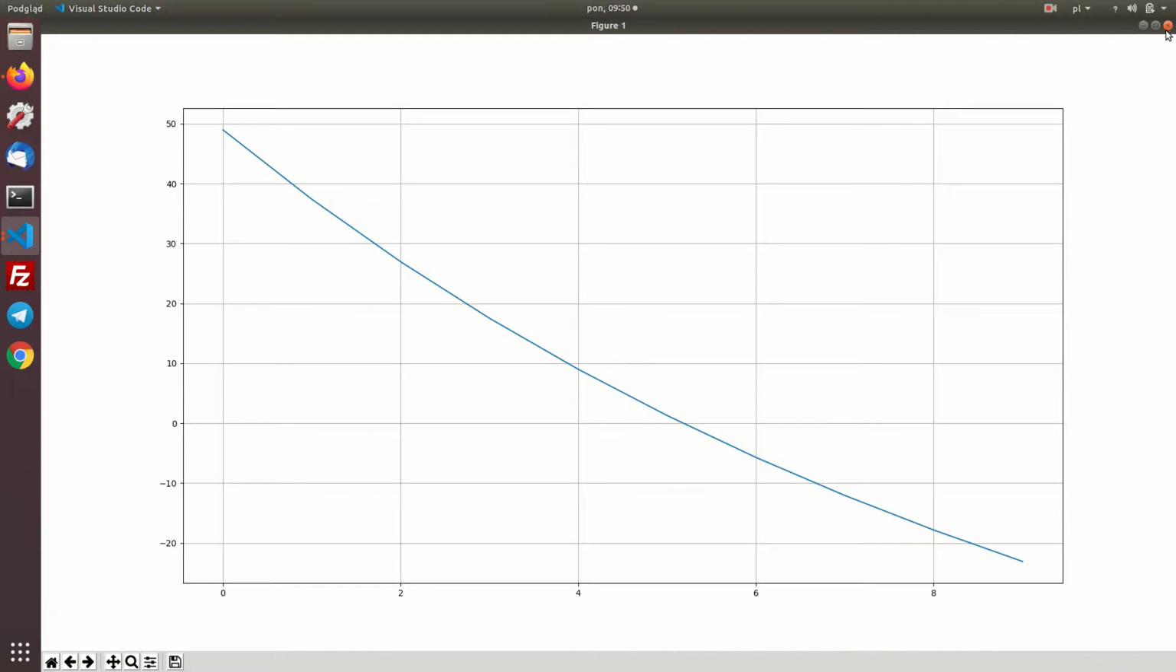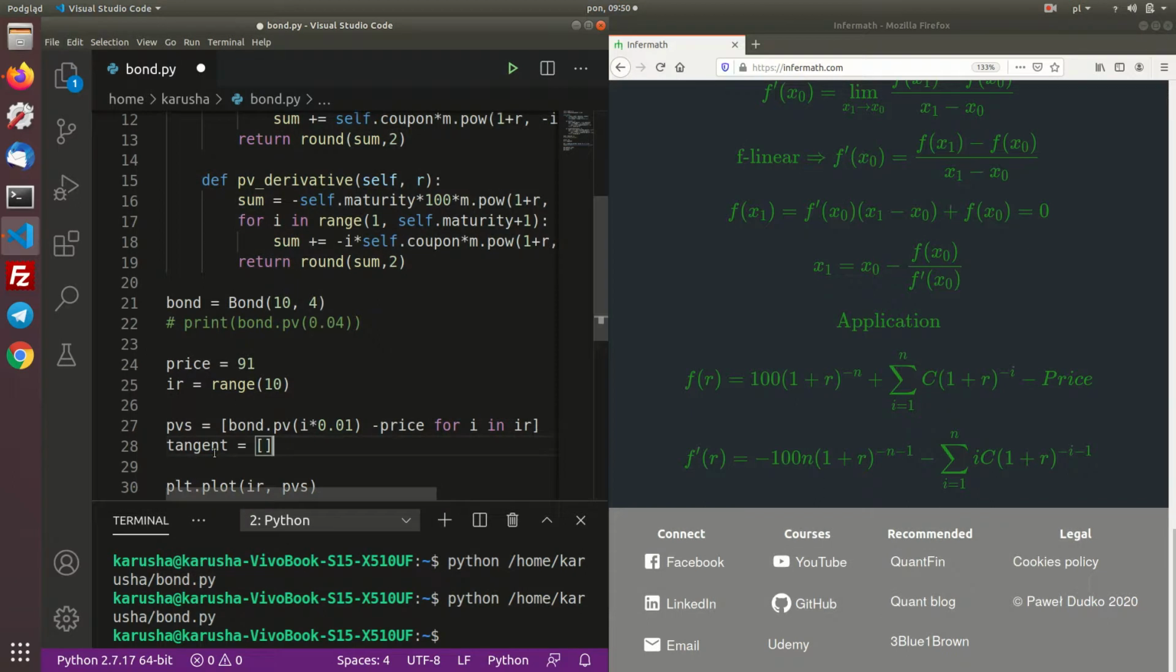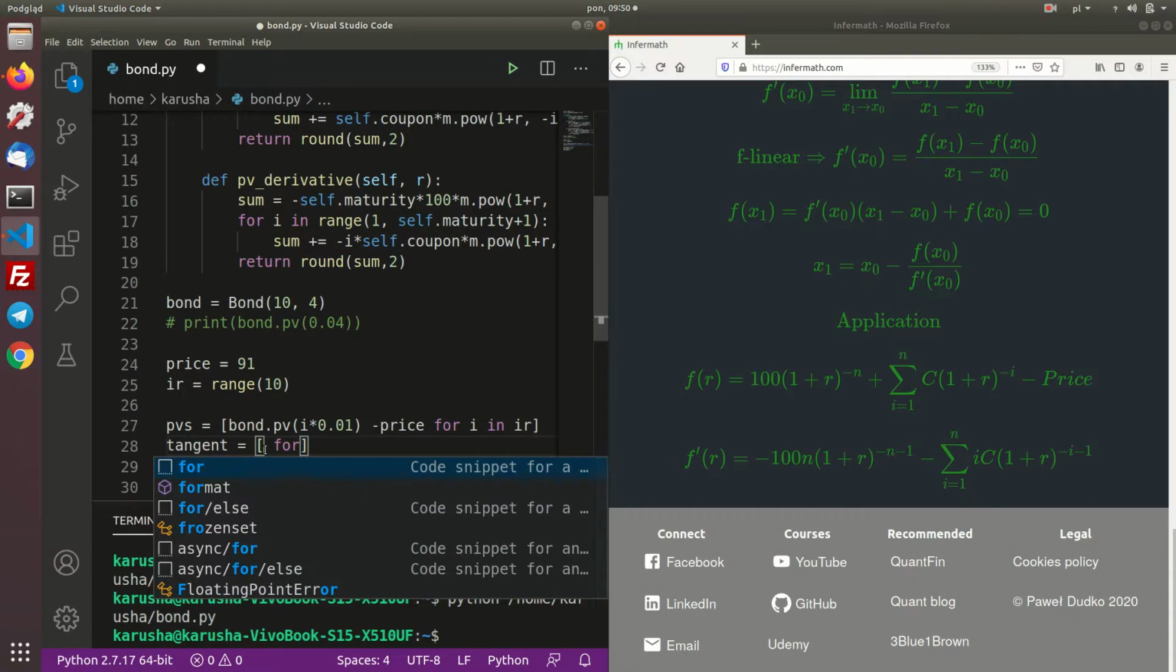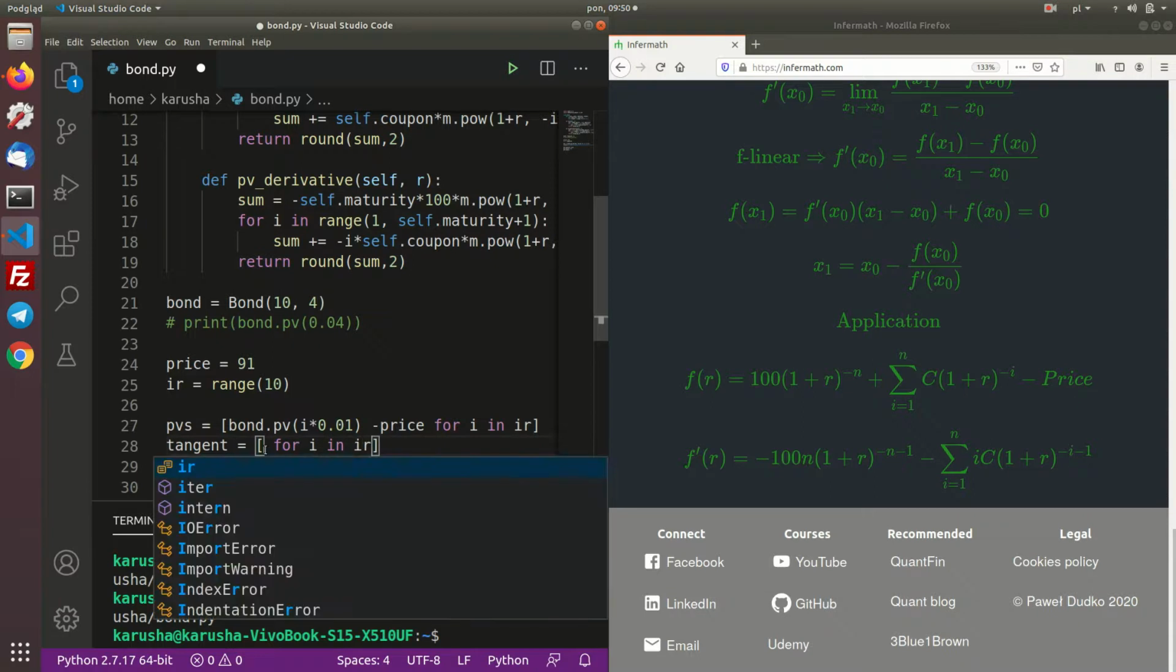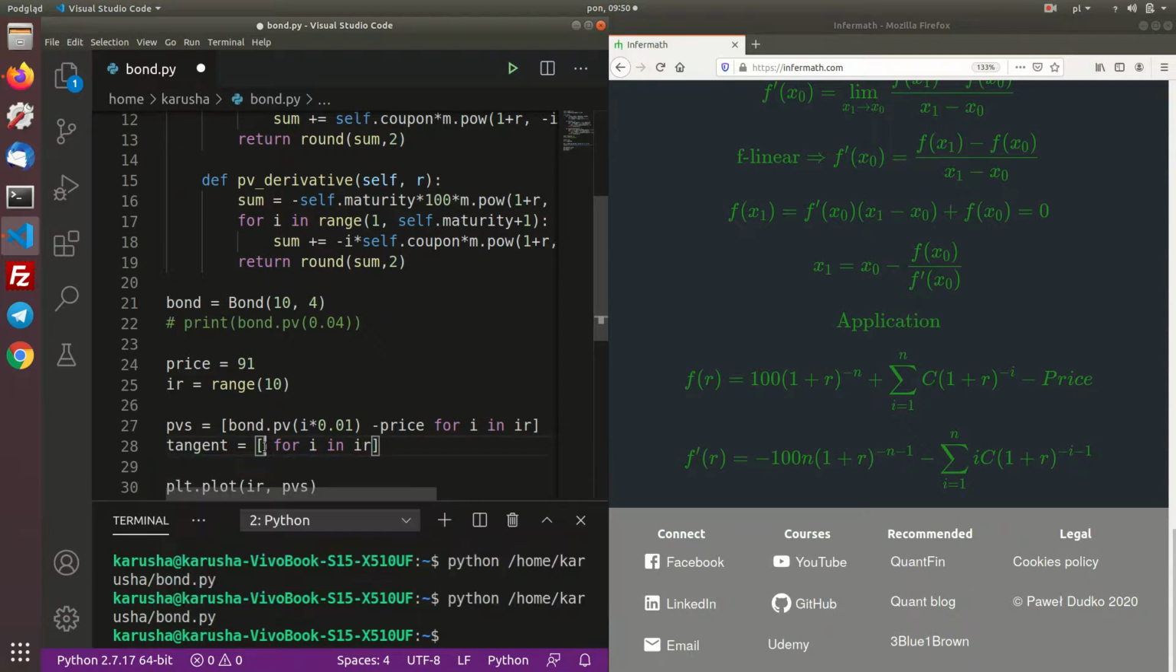Okay. Now let us look at this tangent function. So we are also going to have to generate some values for each of those interest rates, right? Like we did in here. So what is it going to be? So first of all, we need to have it at point 0. Let's start at the point 0. So the tangent line at the point 0 will be simply the value of this tangent function will be the same as the original function. So we're going to use bond PV at 0, right?